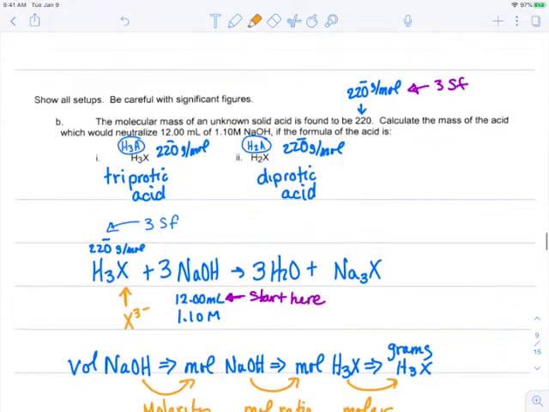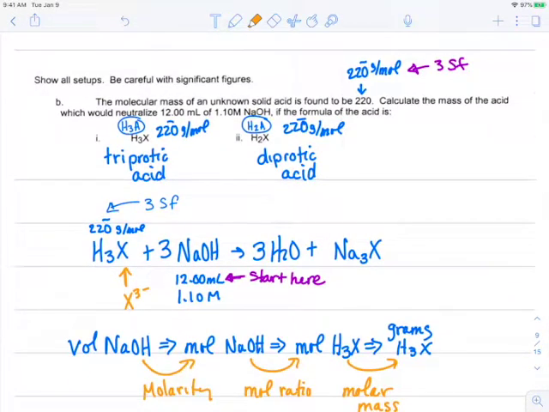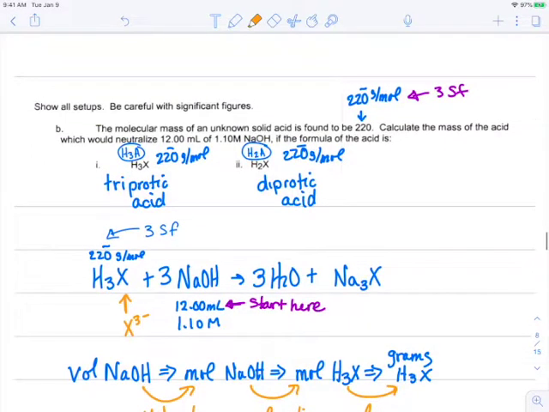All right. Next up is B. So it says a molecular mass of an unknown acid is found to be 220. I'm changing it to 220 with 3 sig figs. Just gives you a little bit more sig figs here. Calculate the mass of acid that would neutralize, and here's your problem here, 12 milliliters of 1.10 molar NaOH. And here are the formulas of the acid.